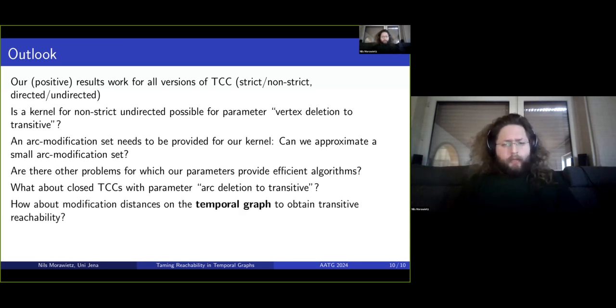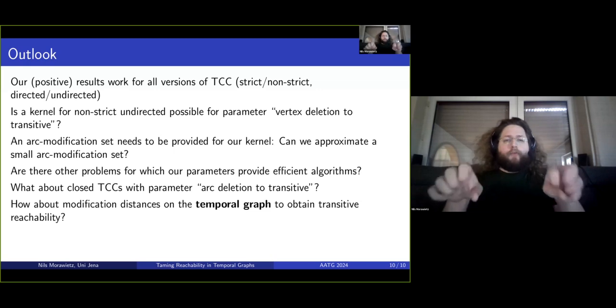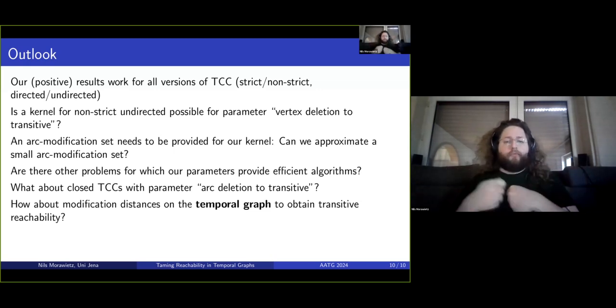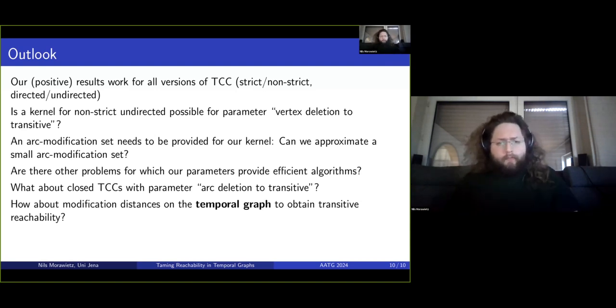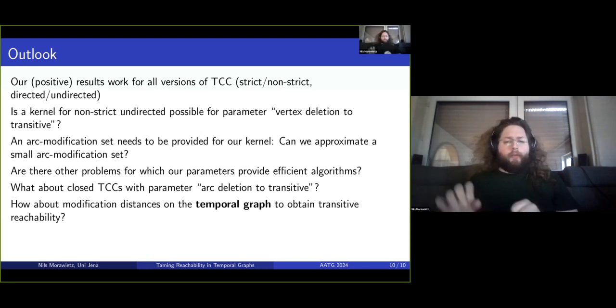And one can now also consider other parameters on temporal graphs towards transitive reachability, like operations working on the temporal graph itself, like removing vertices from the temporal graph to then obtain a transitive reachability graph. It would be interesting to see if these parameters could be sufficiently smaller than the parameters on the reachability graph and still result in FPT algorithms.